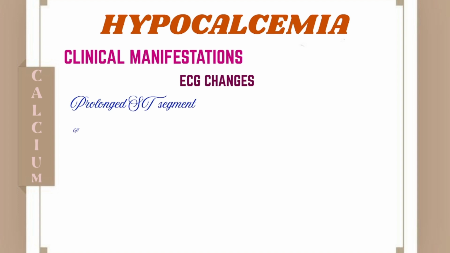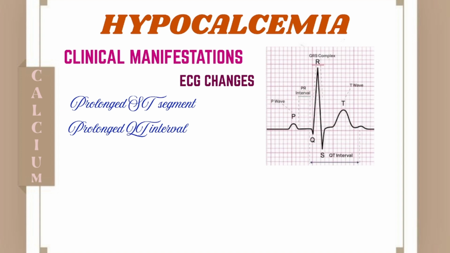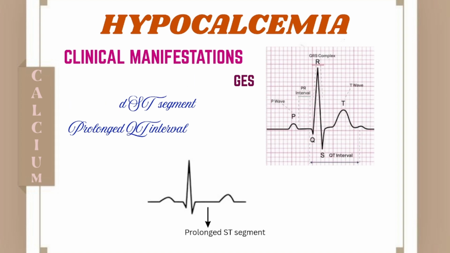Let's discuss the ECG changes that occur due to hypocalcemia: prolonged ST segment and prolonged QT interval. This is the normal ECG, as we can see the P wave, QRS complex, and the T wave. This is the ECG in the condition of hypocalcemia. As we can see, in case of hypocalcemia, the ST segment is prolonged and also the QT interval, as compared to the normal ECG. So these two ECG changes, prolonged ST segment and prolonged QT interval, occur in case of hypocalcemia.